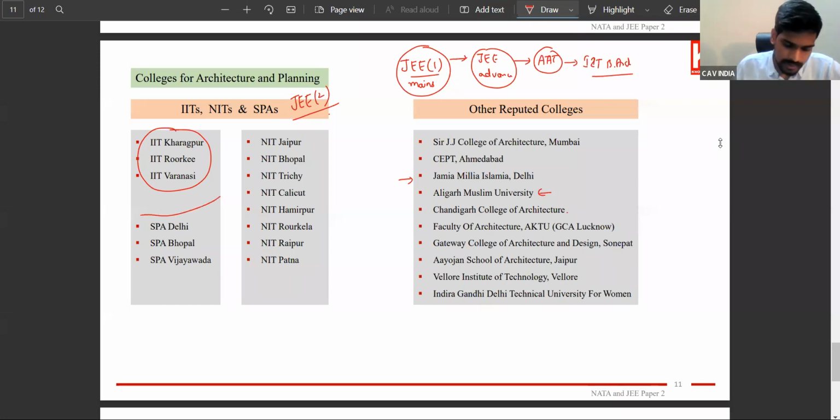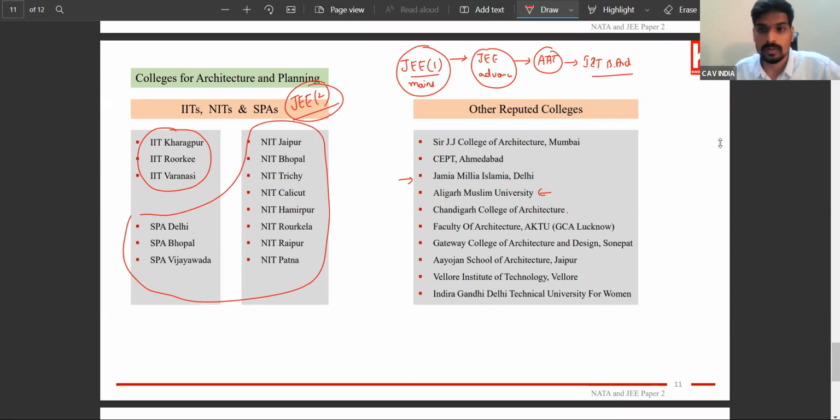If you want to get into SPAs and NITs, then the admission process is through JEE paper 2. If you want to get into B.Arch of IITs, first clear Mains, then Advanced, then the architecture aptitude test, and only then can you get into the IITs for B.Arch. That's the process. I hope that clears your doubt, MZ Khan.